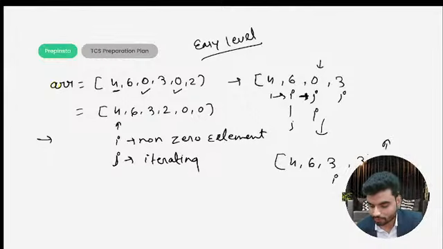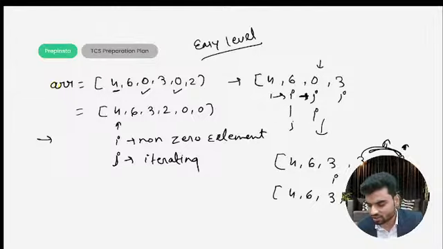You'll increment j. So now j will point to the 2. It's a non-zero value. You have already incremented i, so you'll replace this value with this particular thing. So you will have 4, 6, 3, and at the place of i you are having 2, now 0, 2.